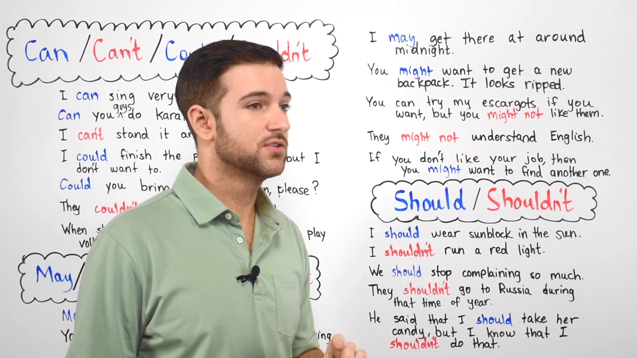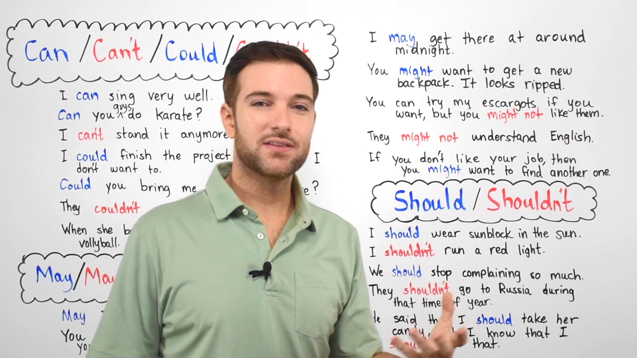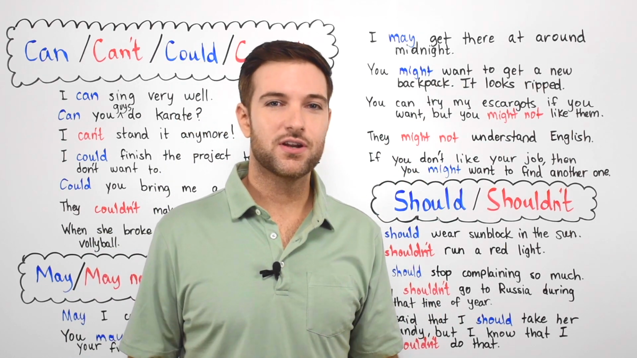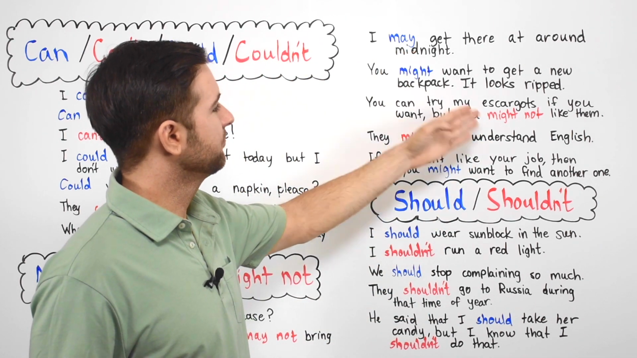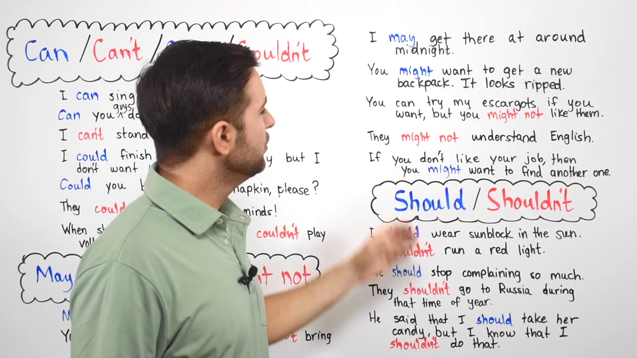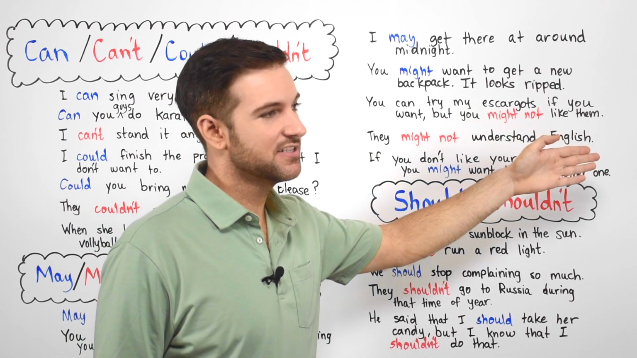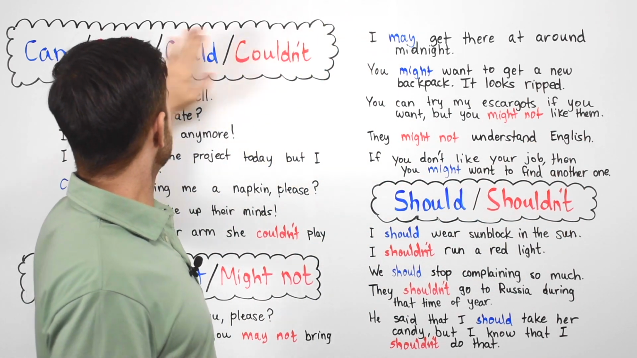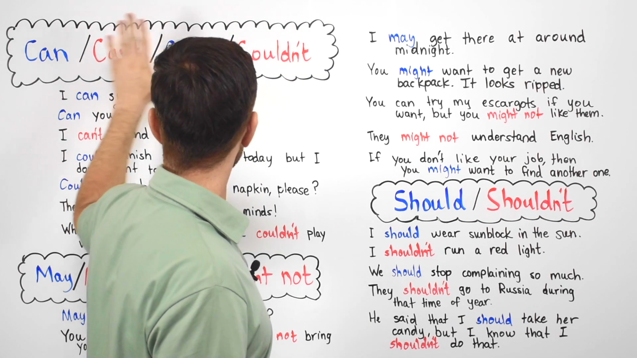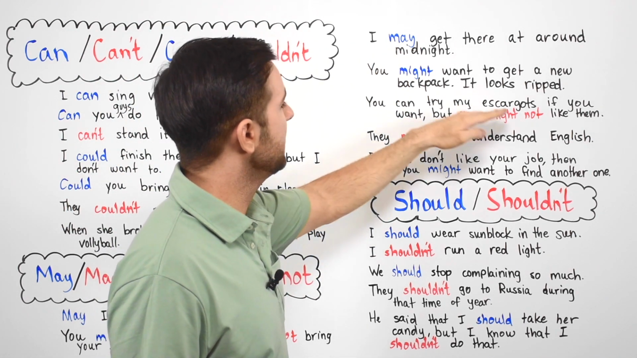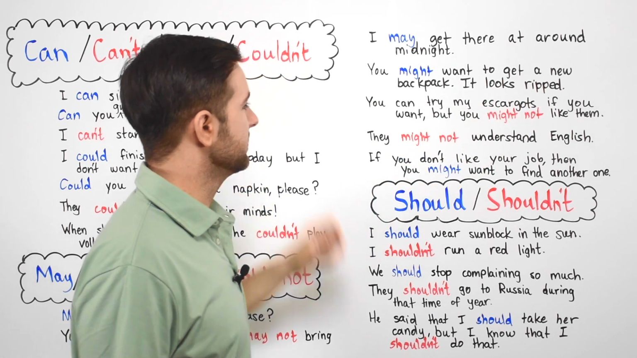You shouldn't do that, because with might and may, remember, we're talking about something that is not certain, whether or not you like it, so that's why we're using might and may. You can try my escargots if you want, but you could not like them. Doesn't work. So you can't use can and could. Just may not and might not work.